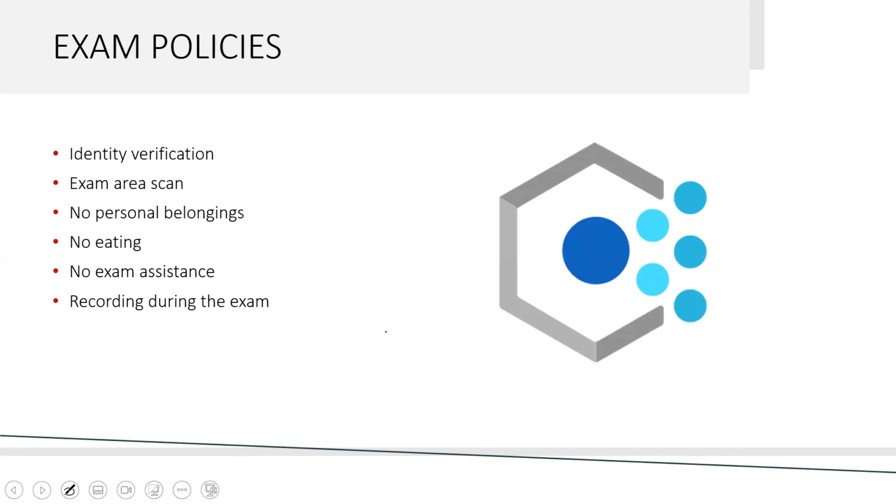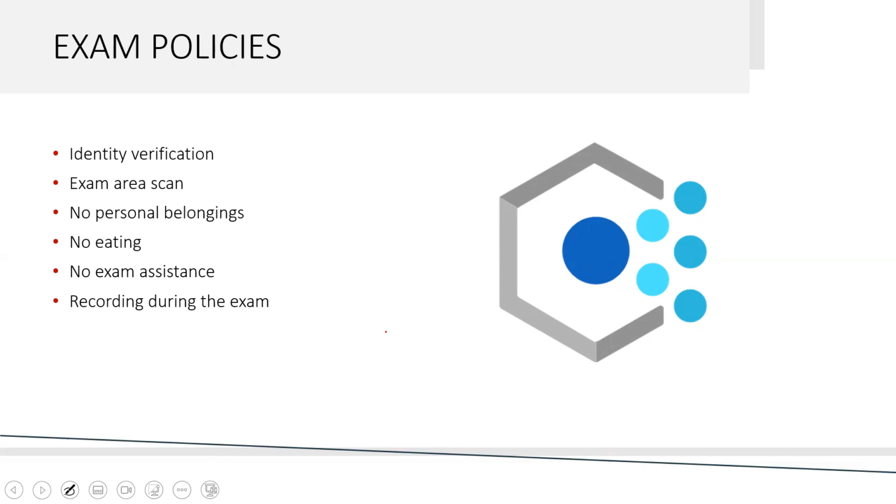Talking about some exam policies, Microsoft is going to identify you using identity verification. That means you need to upload your identity document, like your passport, your Aadhaar card, and so on, whatever your national identity is. You need to upload a clear picture of it. You need to have your identity document with you. You need to scan your whole exam area, the room in which you are taking the examination.